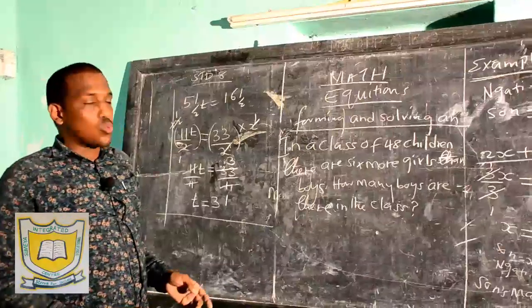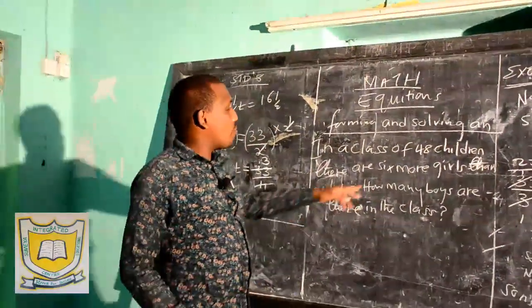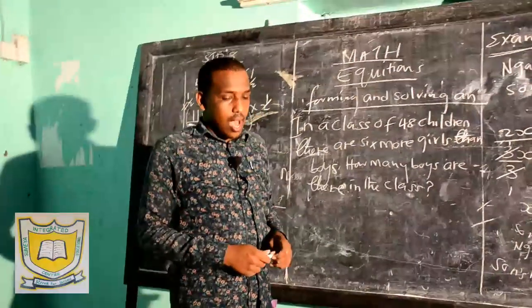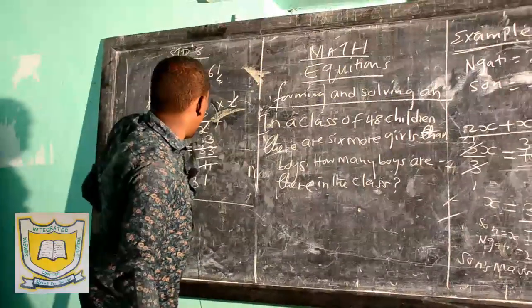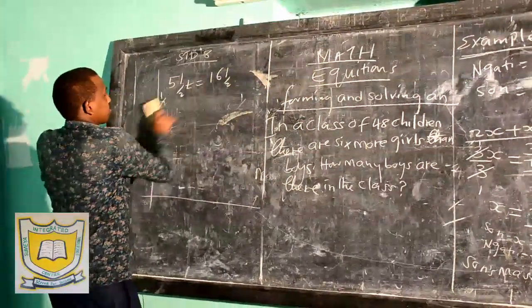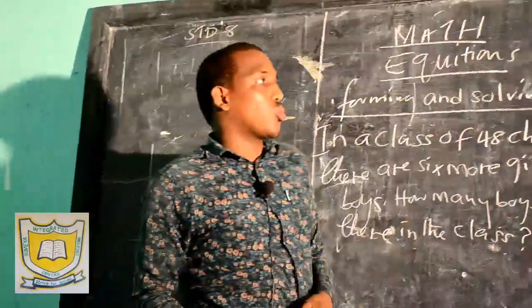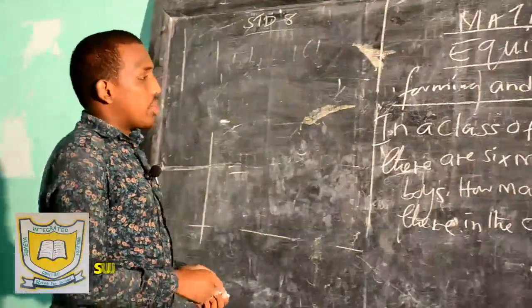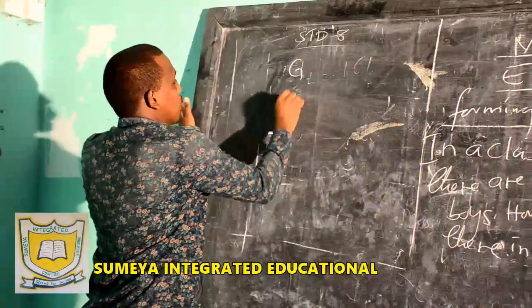Now, let us see this question. In a class of 48 children, there are 6 more girls than boys. How many boys are there in the class? So, let us solve now. They want the number of boys. So, with the way we did the other question, we also want to form an equation. Here we have boys and we have girls.